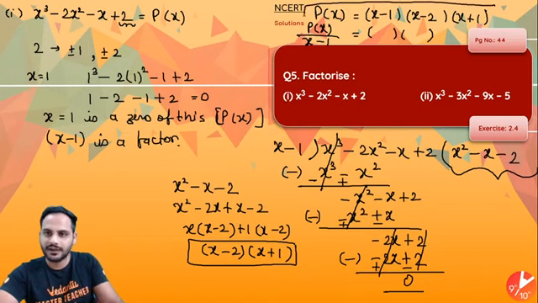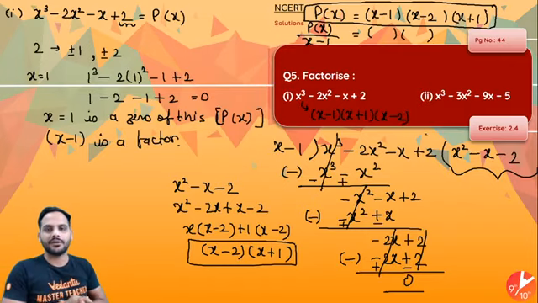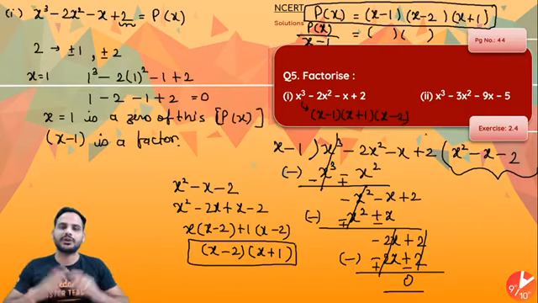Right? This is how the factorization of this polynomial you will get. So the factorization of this polynomial is what? x minus 1 into x plus 1 into x minus 2. Any order you can write them. You can write them in any order you want. So this is how you will be able to do the factorization.